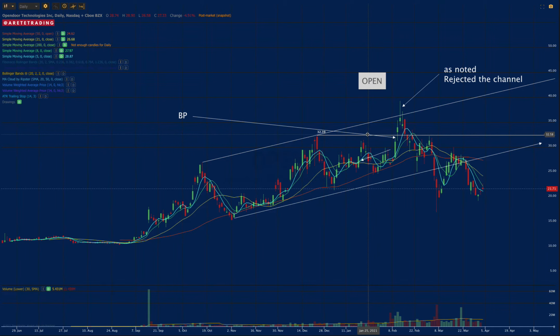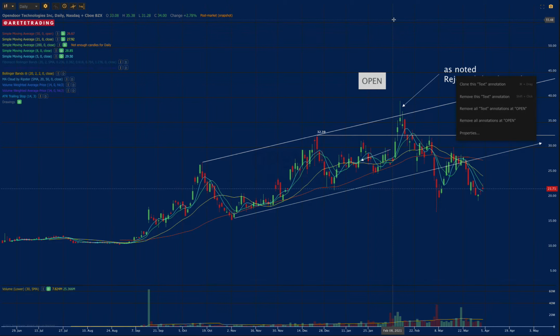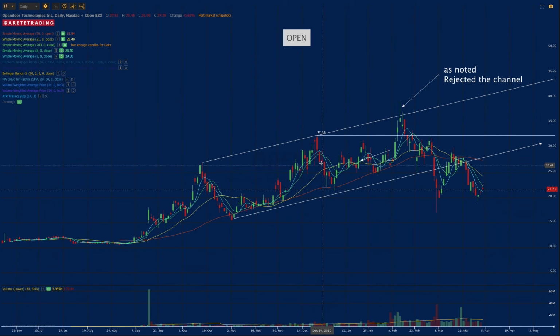And let's just get rid of this. And we'll get rid of the arrow here. We really can leave everything else. We rejected this channel. This was the trade we did where we said we're going to trim before earnings. I remember it now. And we trimmed as it broke out of the top of the channel.